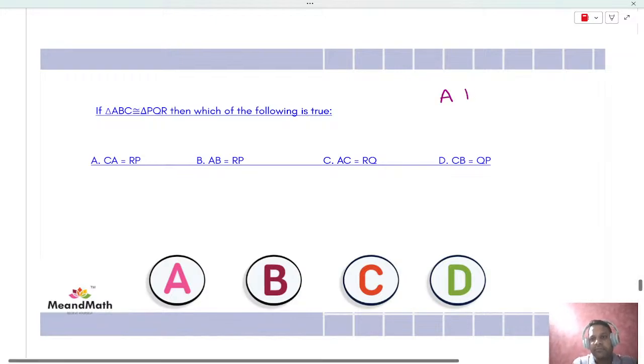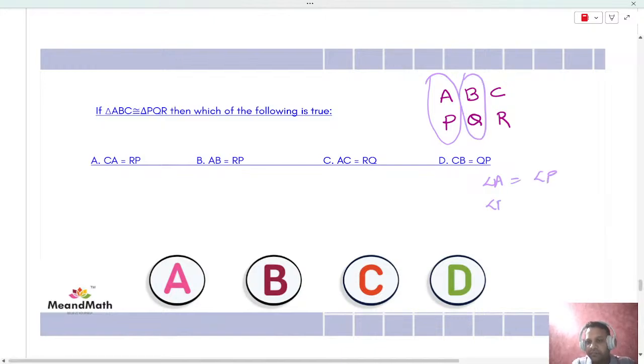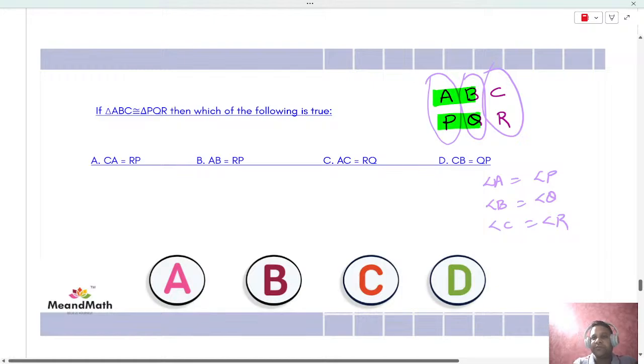ABC is congruent with PQR. This is corresponding to this. Angle A is equal to angle P. This is corresponding to this, which means angle B is equal to angle Q, and C is corresponding to R. Angle C is equal to angle R. This question's options are about the sides, so we will discuss the sides. AB is congruent with PQ, which means AB is equal to PQ.